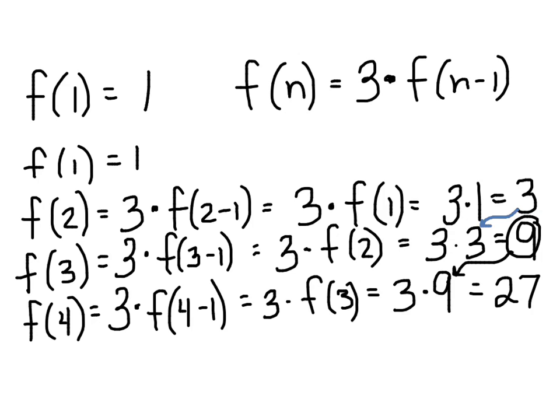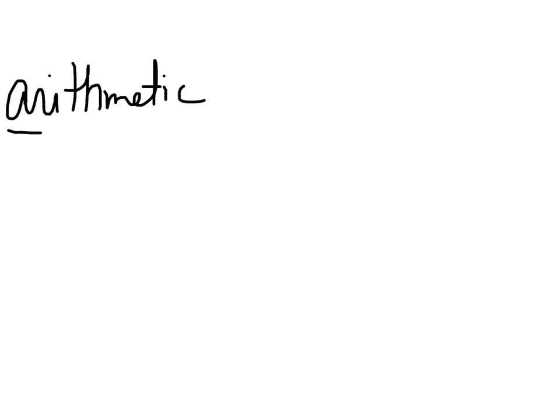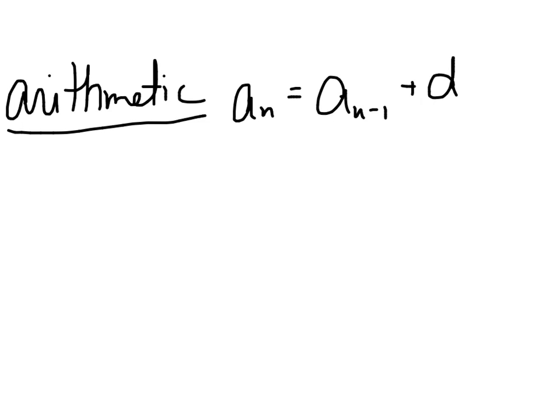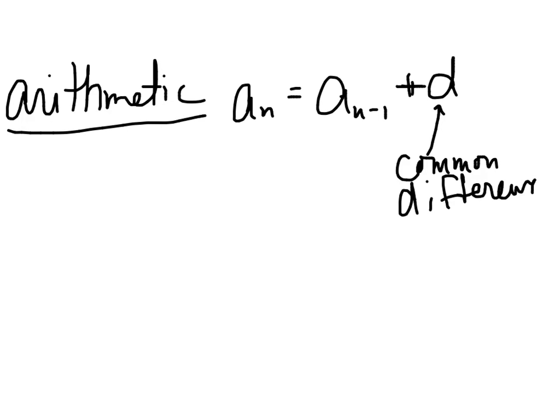Okay. Now the next part that they're going to have you do is write the rule. When it's an arithmetic one, the rule is a sub n equals a sub n minus 1 plus whatever the d is. And from previous lessons, d meant common difference. Common difference, again, is just the number which you're adding or subtracting every time. So if you recognize that it's adding 10 or adding 5, subtracting 3, those are your d's.